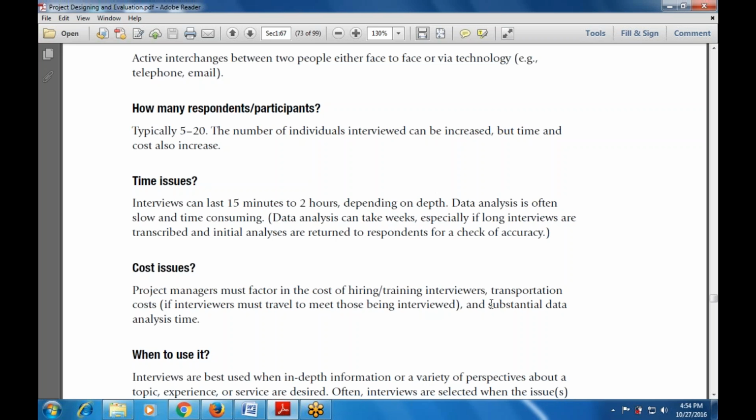What is the cost issue? What are the various factors required for the interviewers? What is the transportation cost? What are the data gathering requirements, and why are we using them?